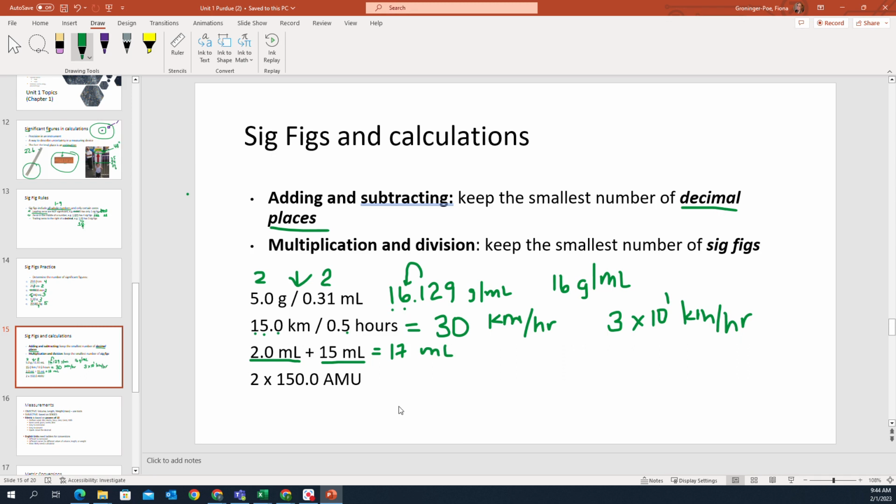And then finally, multiplication problem, 2 times 150 AMU. So maybe we're calculating a molar mass here. Because it's multiplication, we're figuring out the number of sig figs. We've got 3 sig figs in 150 and just 1 in 2. So our answer needs to have just 1 sig fig. So our answer here would just be 300 AMU. Or feeling spicy, you can write it in scientific notation as well.